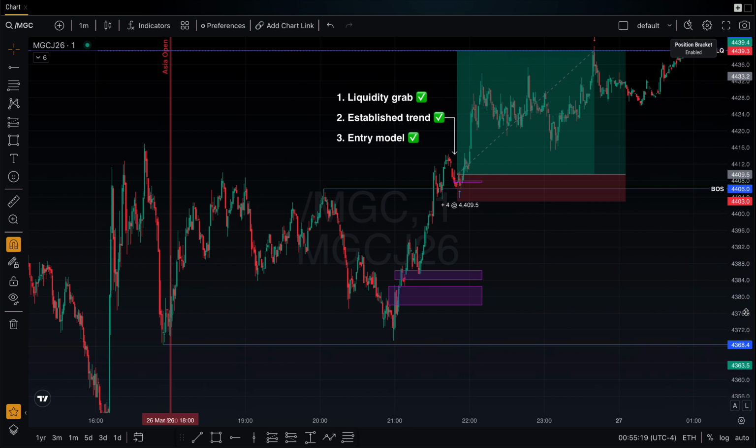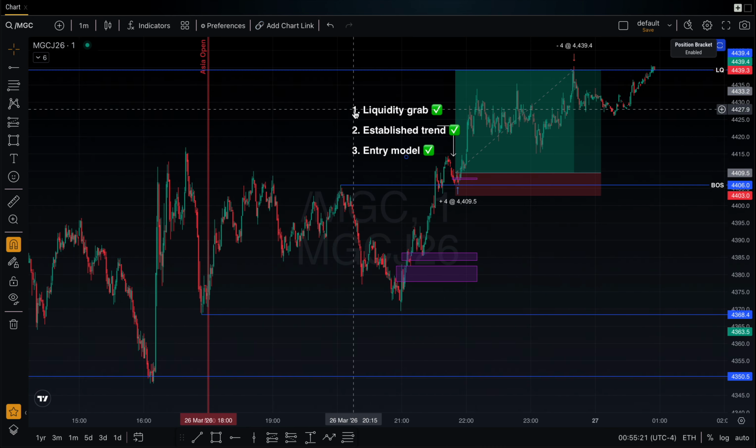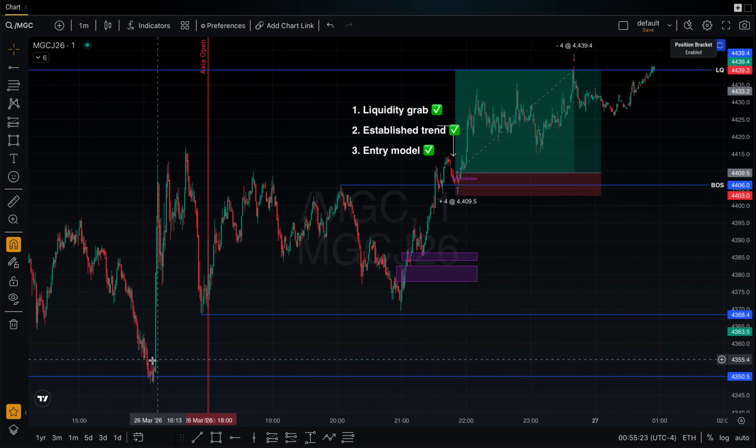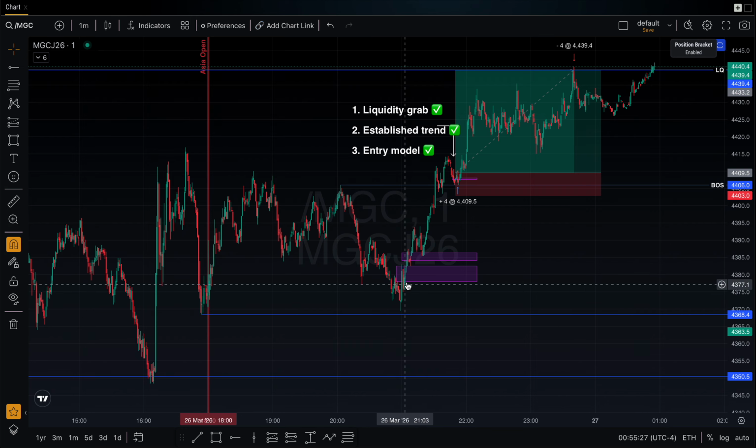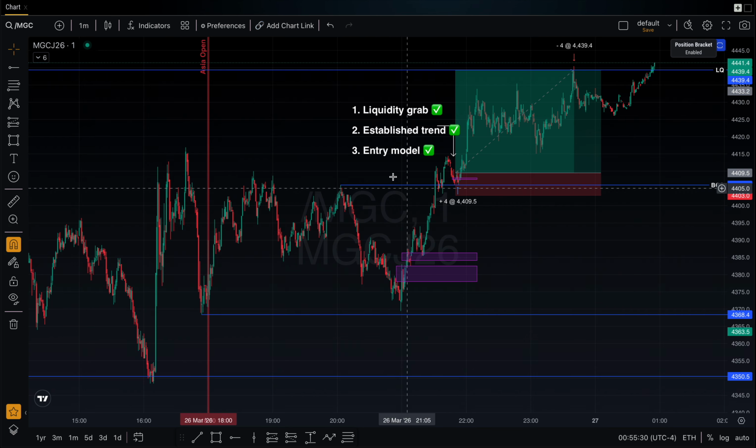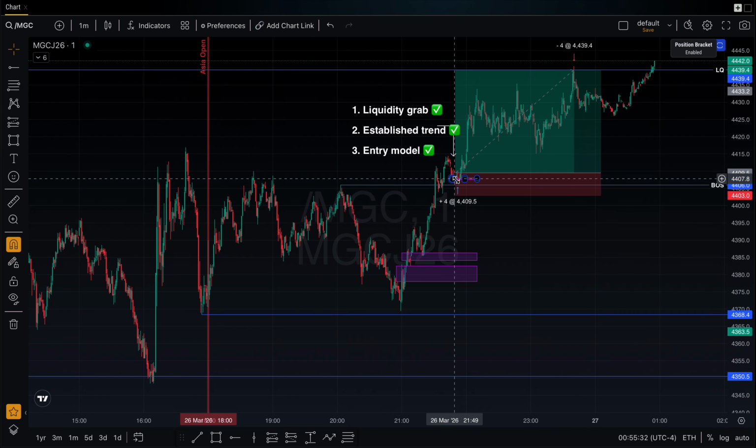So just one more time, let me go through it. Liquidity grab, check. Established trend. We used bearish PD arrays and bullish PD arrays to find that trend. And then our entry model right here, the inversion of a 1 minute bearish gap, right?